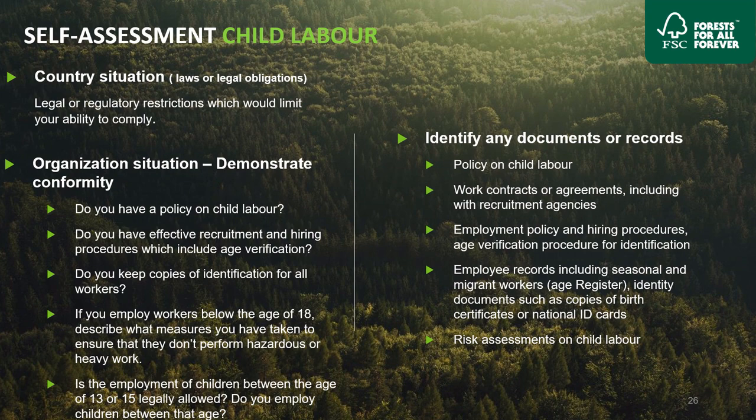Then identify evidence that you will rely on to demonstrate conformity to the child labour requirements. These can be work contracts or agreements, including with recruitment agencies, employment policy and hiring procedures, age verification procedure for identification, employee records including seasonal and migrant workers, such as an age register, identity documents such as copies of birth certificates or national ID cards.